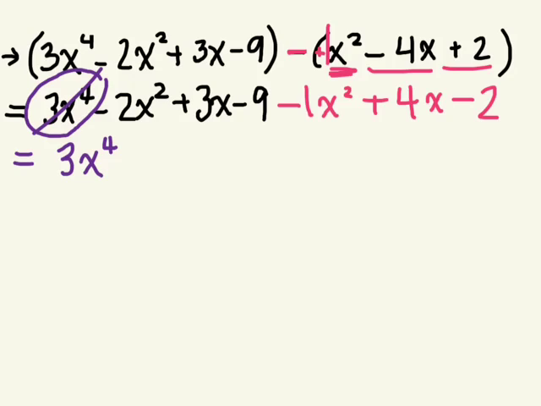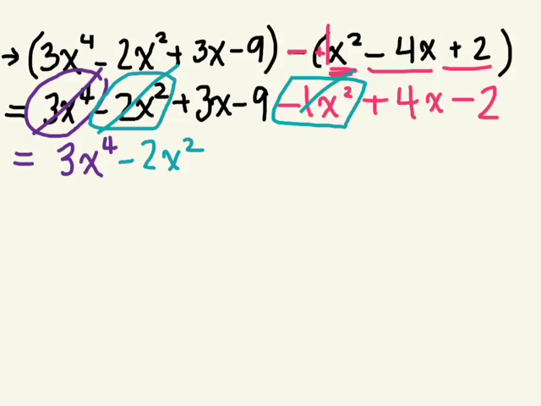Okay, so I'm done with that one. I can't group that with anything. It cannot be simplified. Let's look at the next term. Don't forget to include the sign. Negative 2x squared. Are there any more x squared terms? What is it? Good. Is that it? Good. So I'm going to write negative 2x squared and negative 1x squared. I'm just making sure that I'm rearranging all my terms and putting them together.